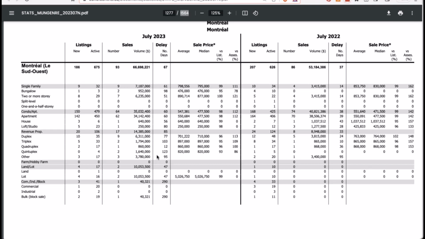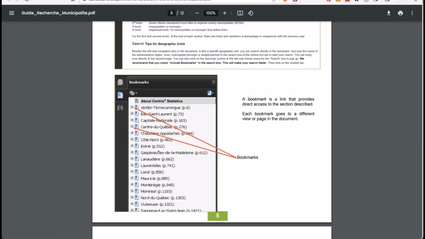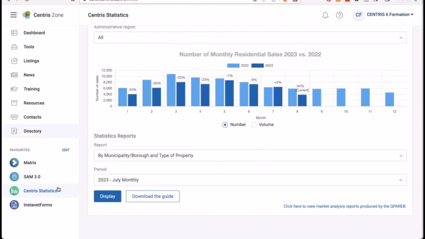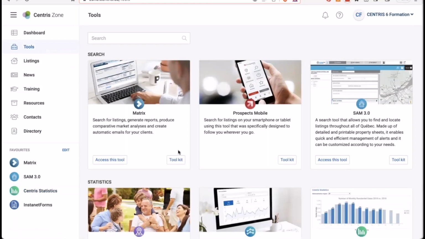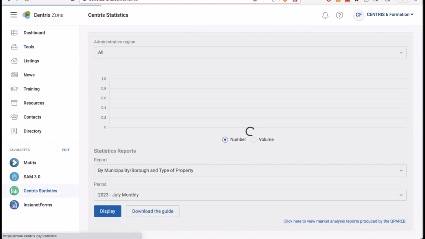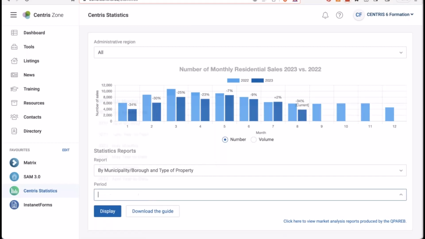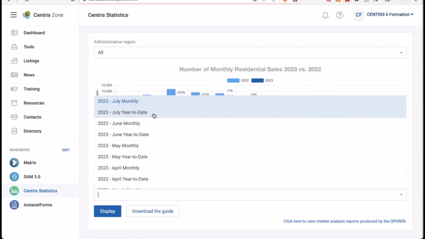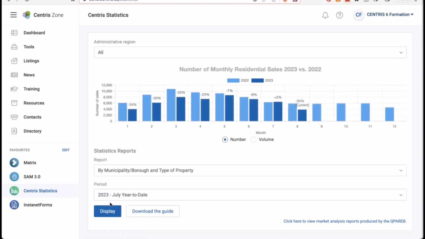All right. So if someone's asking me how to access the guide, I'll show it again. It's simply the Centris Statistics. Okay, so you can go into Tools, and it should be in the same area for everyone. So on the right here, access this tool, and you can do July monthly, or you can do July year to date. So I'll do a different one here.